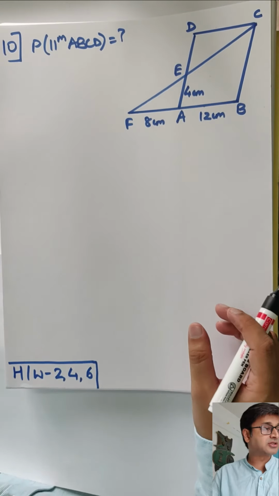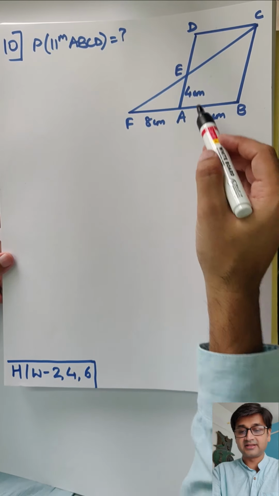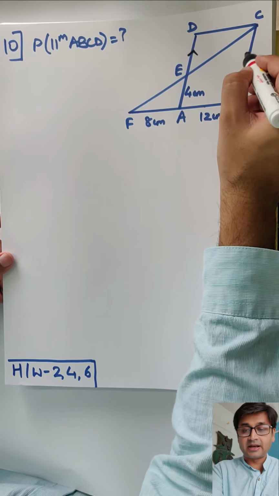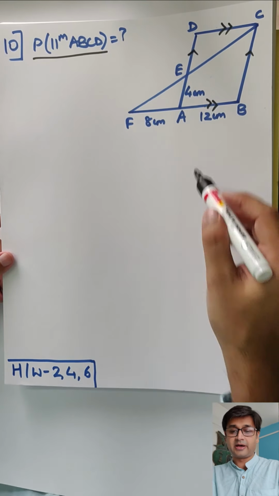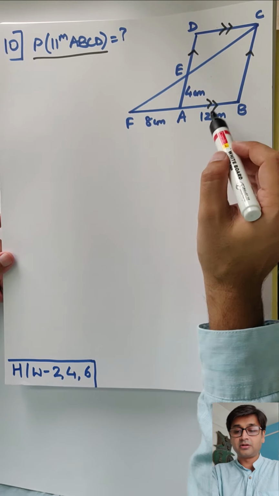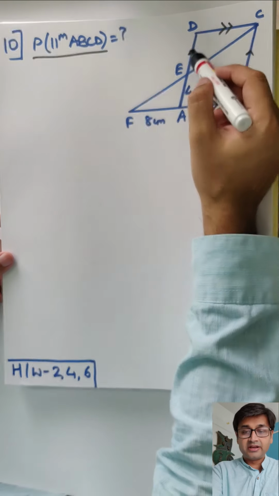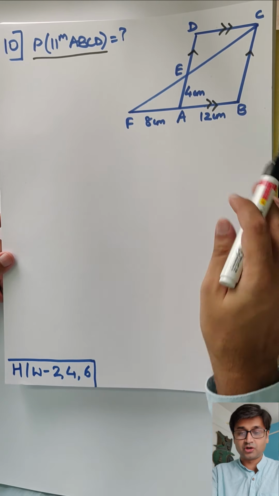Let's go over the last question, sum number 10, and then we will pause. Okay, that is the last question for the exercise. You've been given 4, 8 and 12, and they say ABCD is a parallelogram. Your target is to find the perimeter of this parallelogram. Now to get the perimeter, you have one side, you need to find the second side.